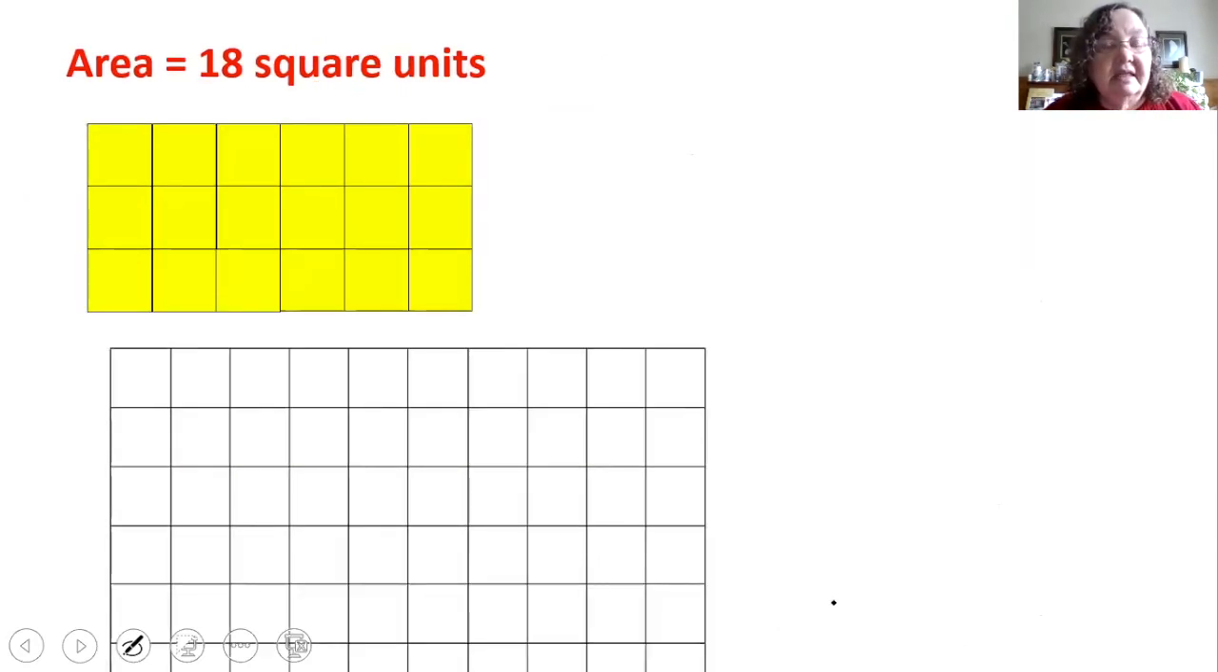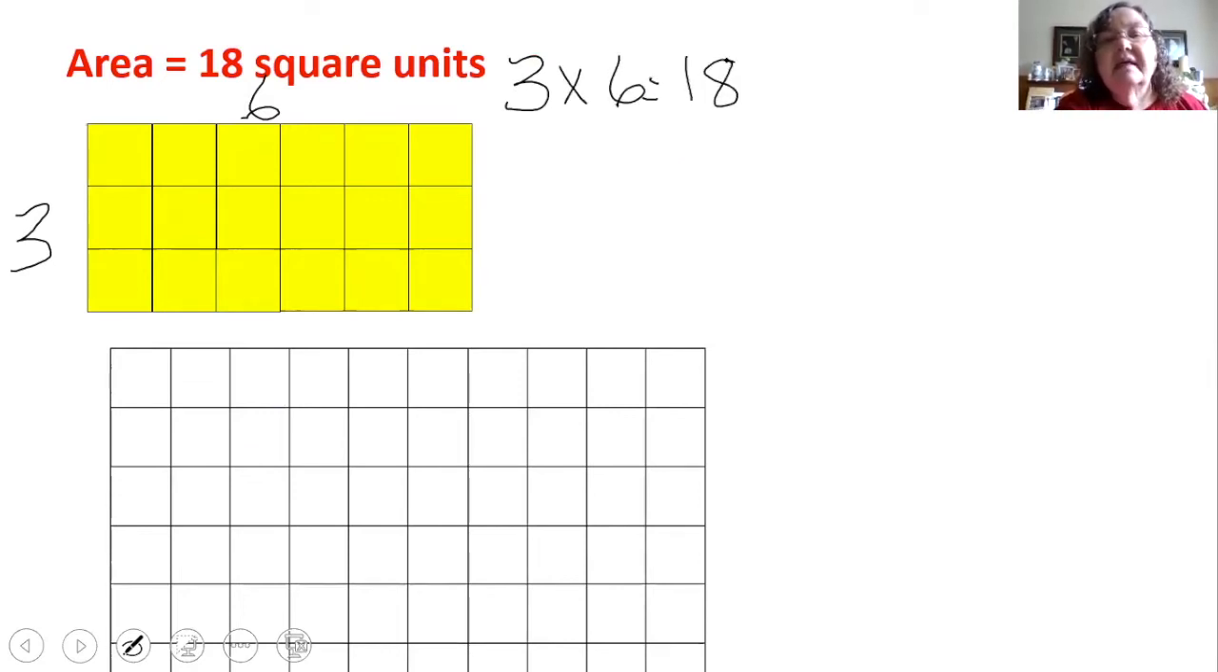Still, I have 18 squares, 18 square units, but look at what I made now. Now I have a rectangle or an array of 3 times 6, 3 up and down and 6 across. Let's think about our multiplication problems. I know that 3 times 6 equals 18. And I know that 6 times 3 equals 18.